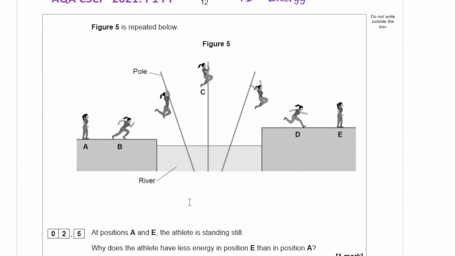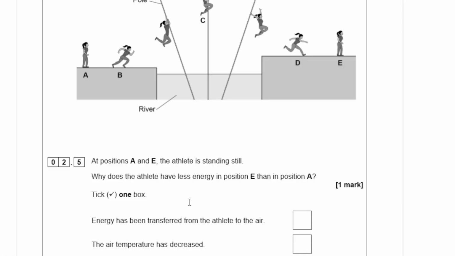Figure 5 is repeated below. At positions A and E, the athlete is standing still. Why does the athlete have less energy in position E than in A? Now, although they are standing, why does the athlete have less energy in position E? Now, position E is actually slightly higher than position A. So they should actually have more energy than A.